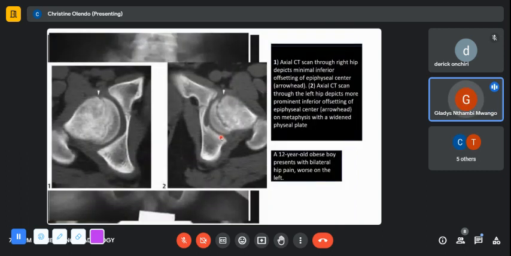So is the right slipped? For the right, on this view, it's not as obvious as the left, but I think you can draw a line here. Definitely what has slipped is on the left side, isn't it? Yes.